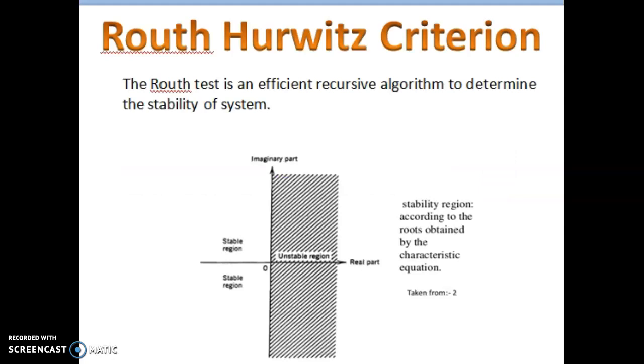So next is the Routh-Hurwitz criteria. The Routh-Hurwitz test is an efficient recursive algorithm which is used to determine whether the roots of the characteristic polynomial of a linear system have negative real part. You can see the S-plane here. If the roots of the characteristic equation are lying on the left half of the S-plane, then the system will be stable. If they exist in the right half of the S-plane, then the system will be unstable.